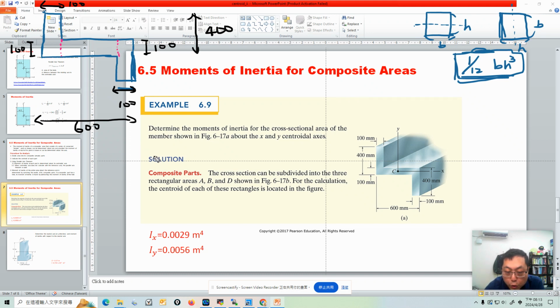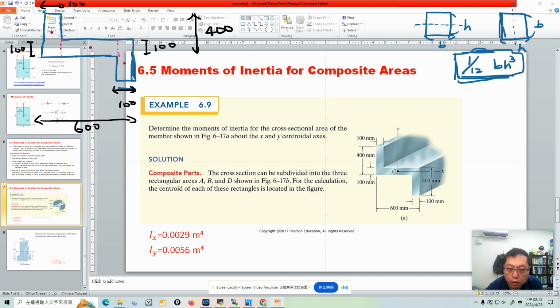After you divide your complex area into simple areas, what's the next thing to do? As in the previous slide, determine your centroid. The centroid may be in this shape, be careful. It may not be in scale, but I think the centroid is here. In the middle shape, the centroid is here. And in the final one, the centroid is probably here. That's very important.